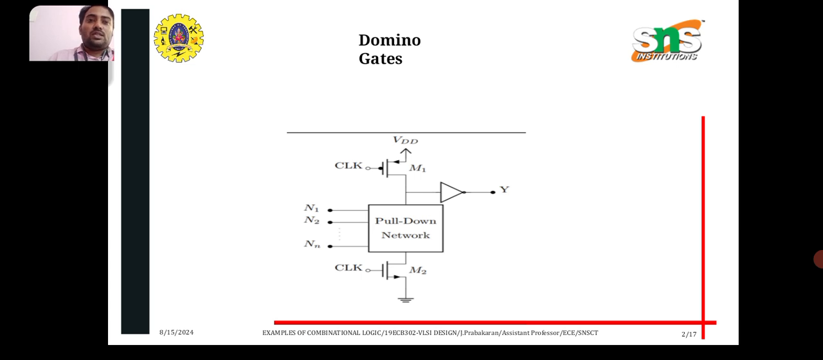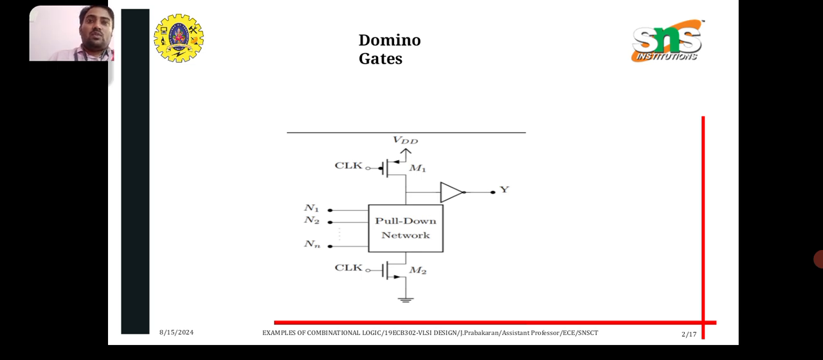And here you can see the domino logic structure. Pre-charge phase: the output node is pre-charged to logic 1 by a PMOS transistor controlled by a clock signal. When the clock is low, the PMOS transistor is on and the output node is pulled up to VDD, which is logic 1.